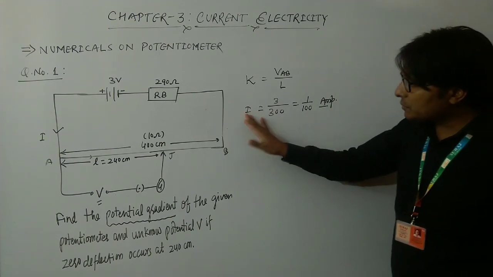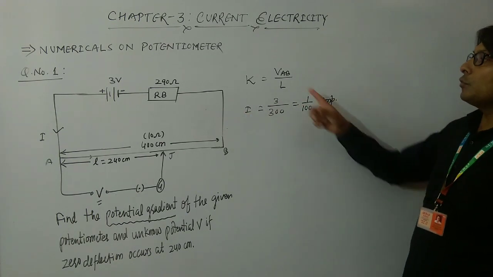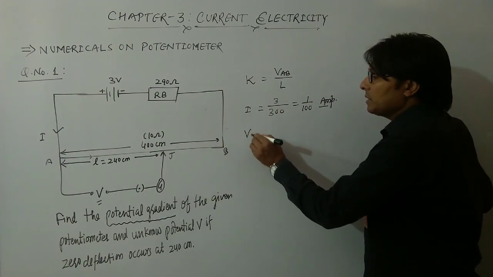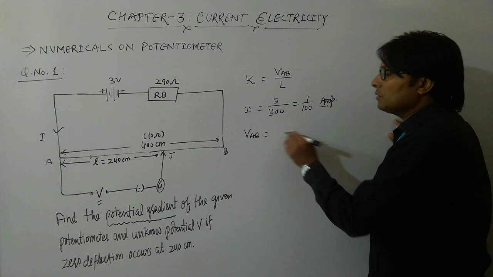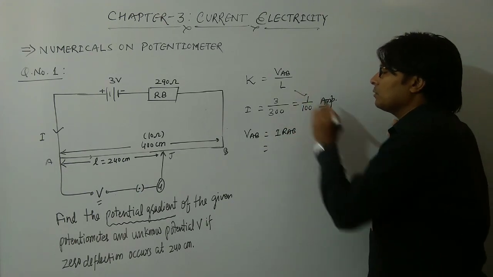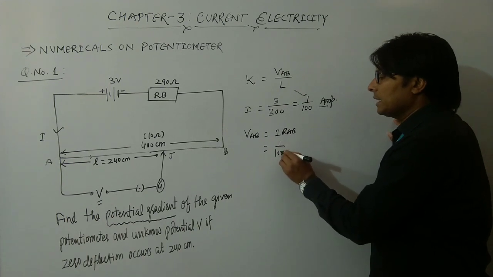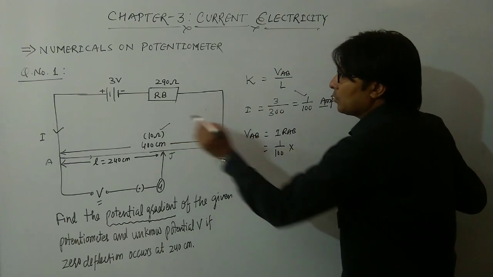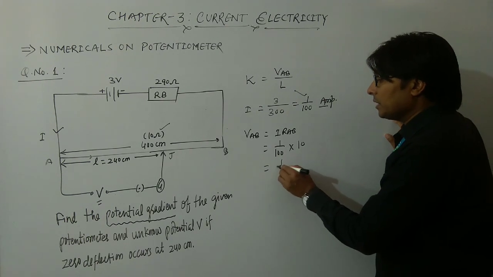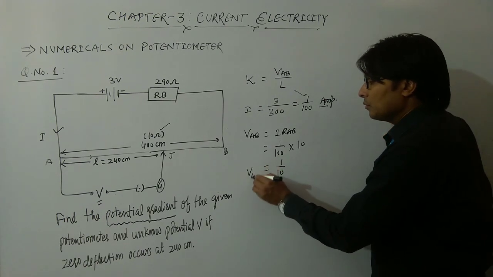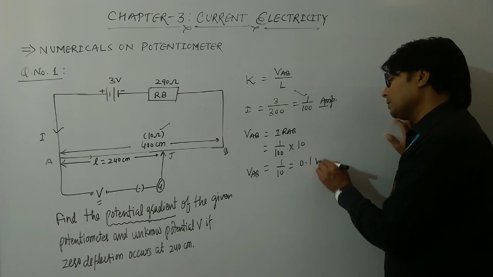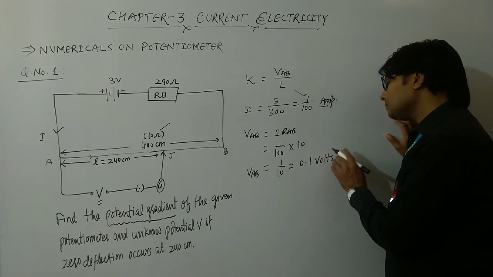Now we will use this value of current to find the voltage drop on this wire AB. V_AB is equal to I times R_AB. I we have already calculated as 1/100, and R_AB is given as 10 ohm, so multiplied by 10, it comes out to be 1/10 volts, which can be written as 0.1 volts.